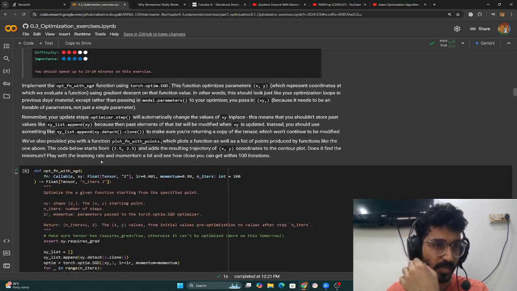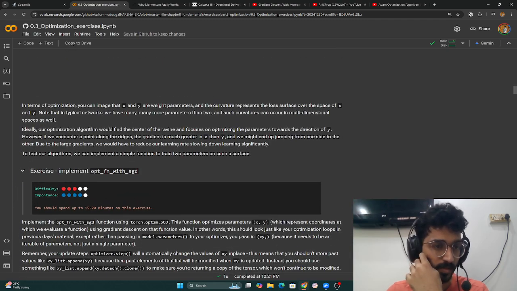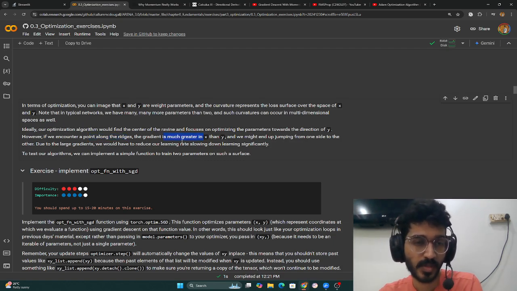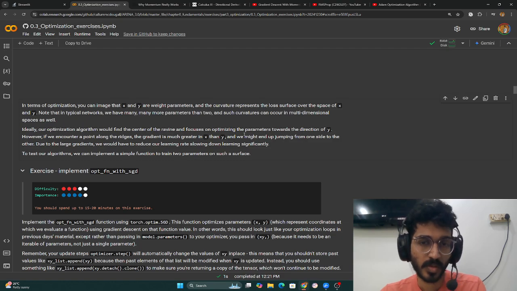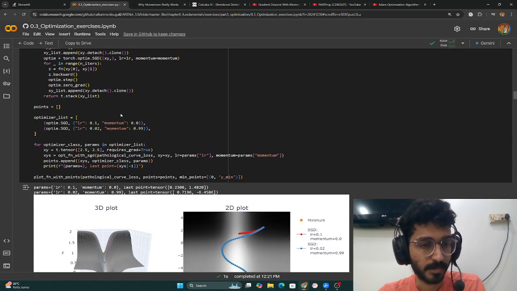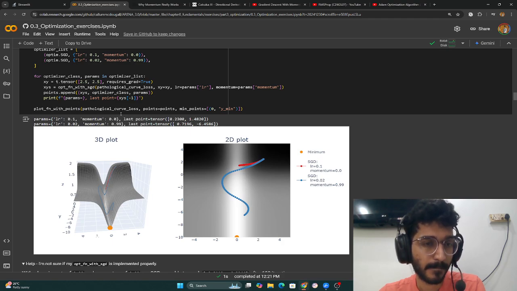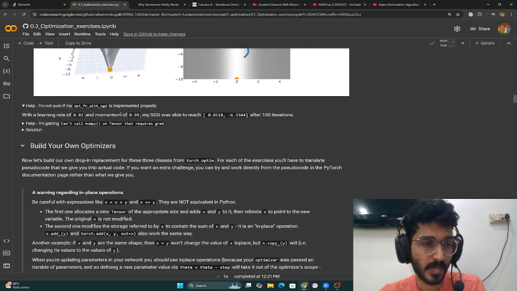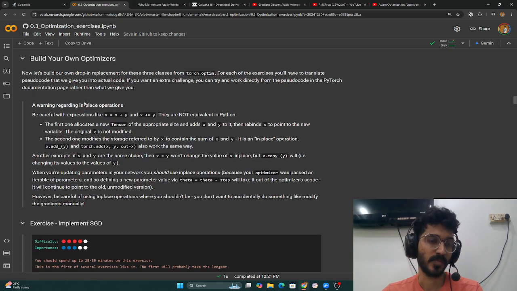So I guess the point here is that along the ridges, the gradient is much bigger in this direction than the y direction, and we'll have to reduce our learning rate, but that will slow down learning. Okay, let's move on to the next section.